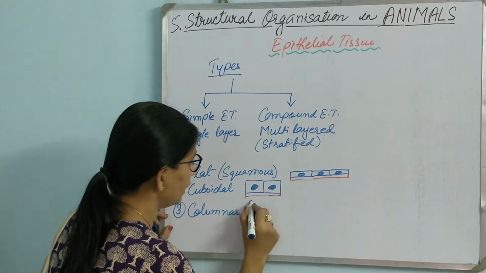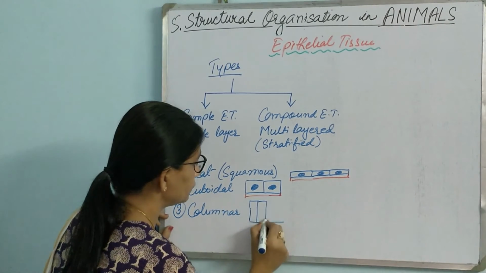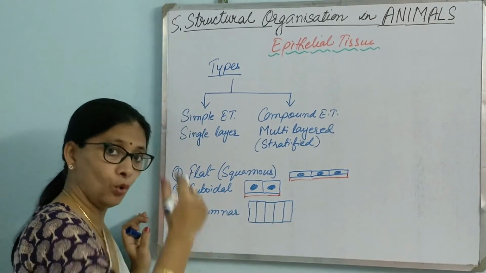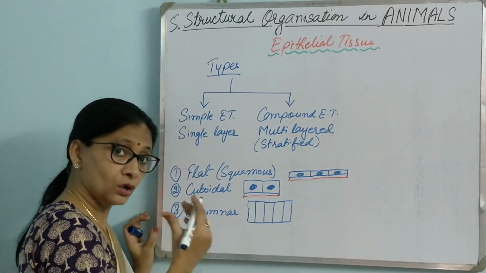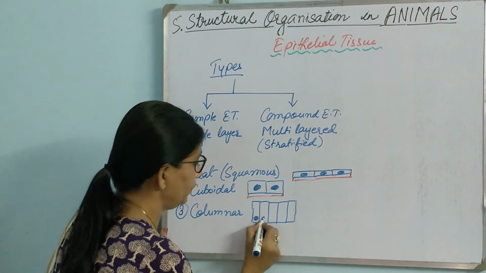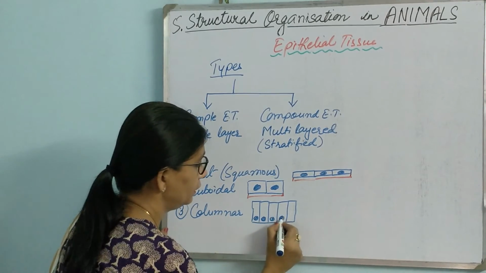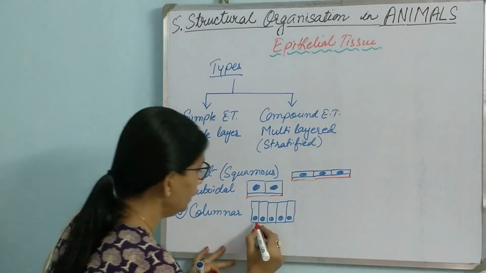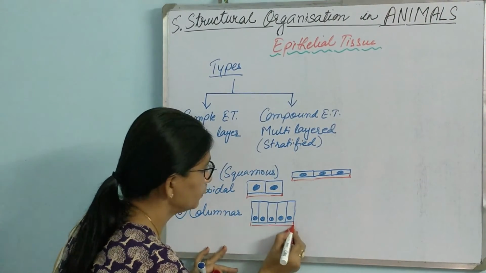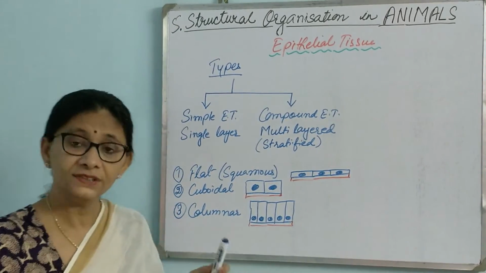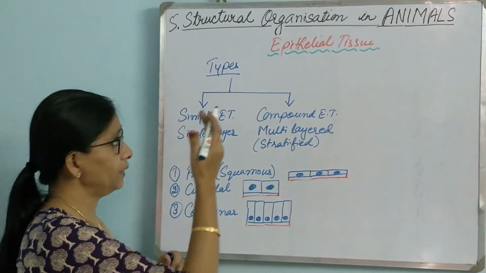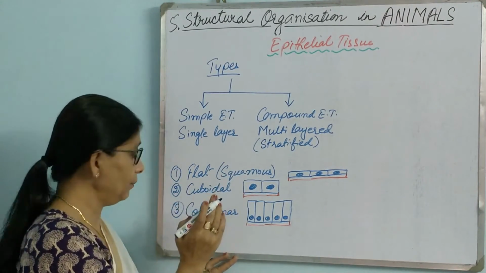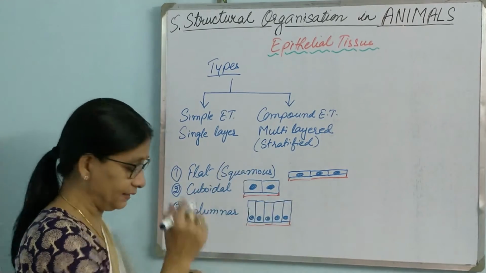where the cells are column-like. They are more tall than they are broad. They are column type. And the nucleus will be at the lower level, and they will again be sitting on a basement membrane. So, based on size and shape, the epithelial tissue is divided into flat or squamous epithelium, cuboidal epithelium, columnar epithelium. These three categories are there.